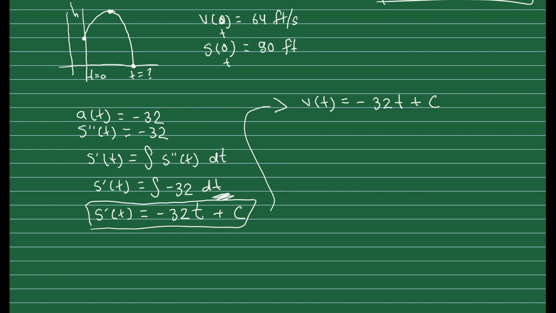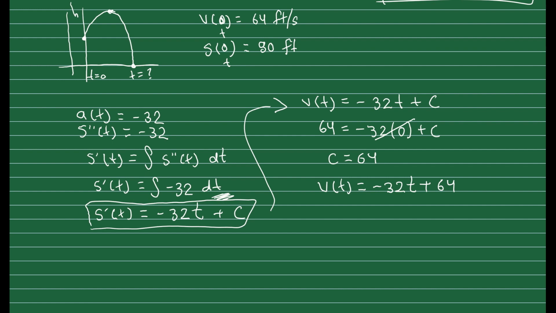All right, and we know that v of 0 is equal to 64, so we can say 64 is equal to negative 32 times 0 plus c, and it turns out that c is equal to 64. But hey, now we have the equation for the velocity function with an actual value for c. We can say that the velocity function of this object is equal to negative 32t plus 64.